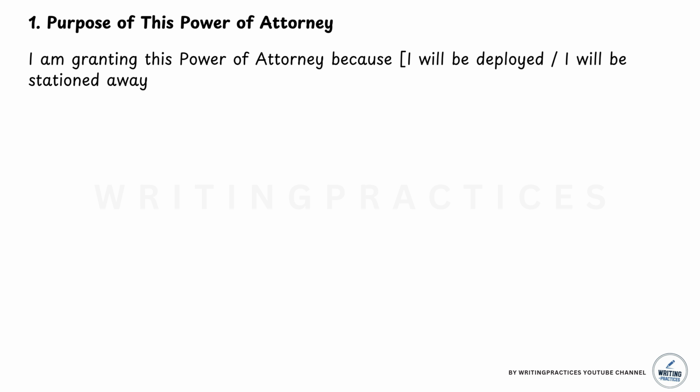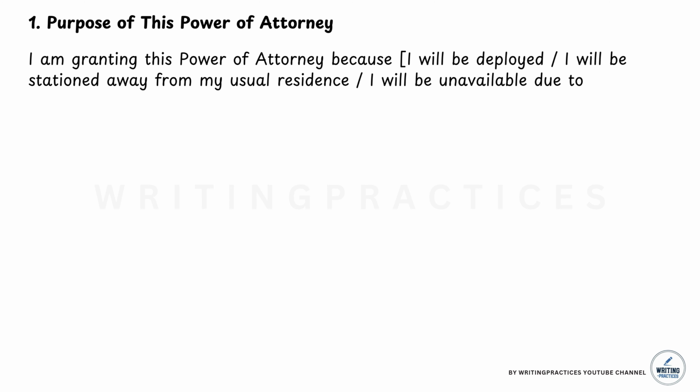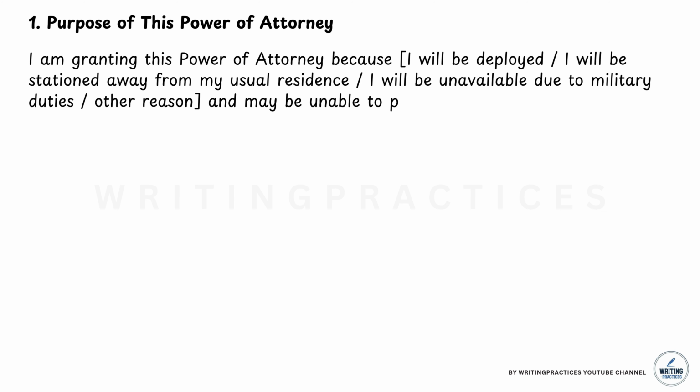Section 1. Purpose of this power of attorney. The full sample is 1. Purpose of this power of attorney. I am granting this power of attorney because I will be deployed overseas for military duties and may be unable to personally manage certain affairs during this period. This section explains why the power of attorney is being created. In this example, the reason is an overseas military deployment.